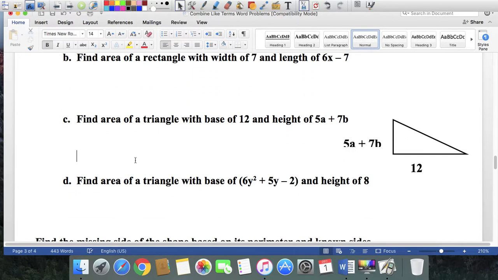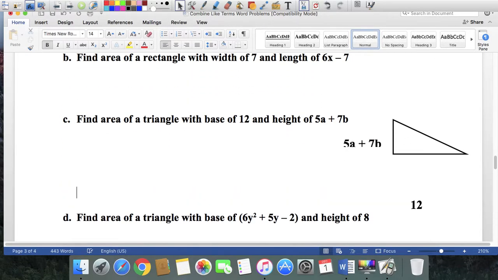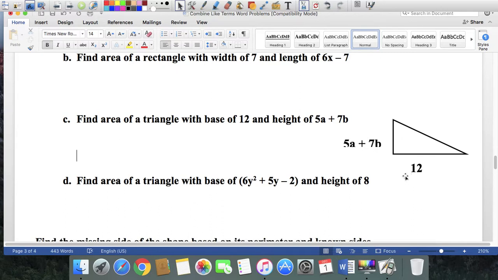Find the area of a right triangle. Triangle is base times height divided by 2. Remember that.